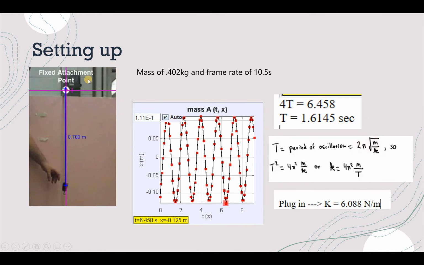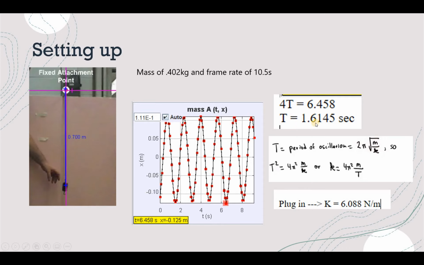So first, setting up my tracker, I set up my coordinate system at the fixed attachment point, and we know the length of the spring is 0.7 meters. Our mass of the metal ball is 0.42 kilograms, and our frame rate is 10.5 seconds. So after tracking my metal ball oscillating in the arc, this was what I got for the x-axis versus time. Then for our period, I looked at the fourth oscillation, so the fourth period, which was 6.458, and then I divided that by 4, which is 1.6145 seconds, so that's going to be our average period.